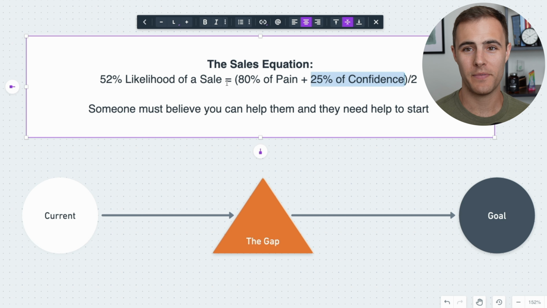Okay. So that's all I got for today. Very simple and short training. Think about these two variables: percentage of pain, percentage of confidence. And if you can do that while live on the call, and you can start to ask better questions to improve both of those, you will sign more clients and you will grow your online coaching business.